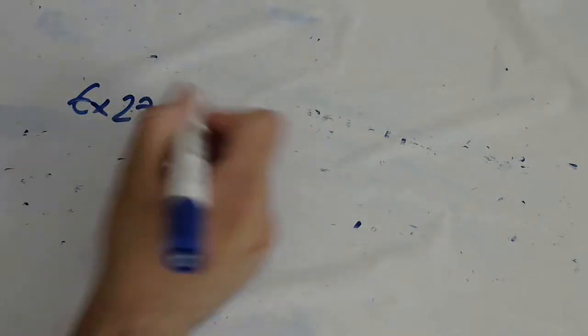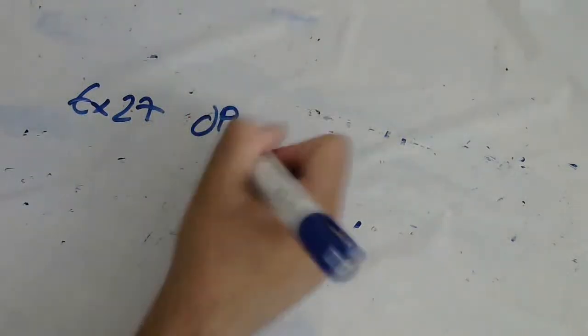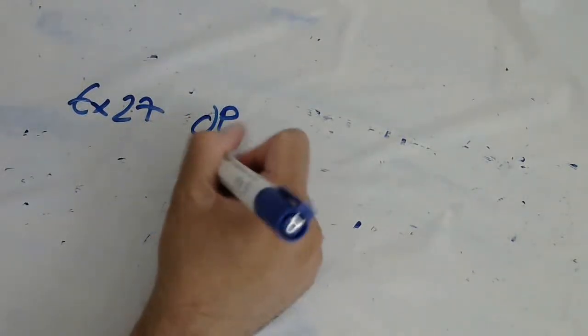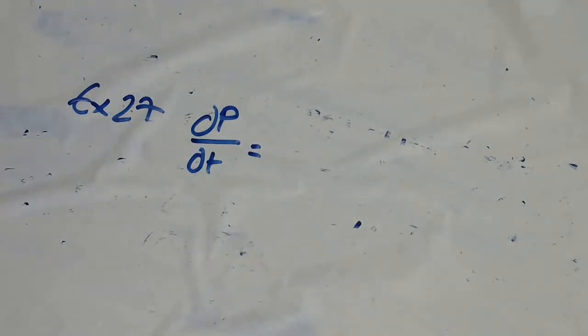Cool. Let's get rolling. Example 27 on page 326. It tells you the rate of increase of the population of microorganisms at time t. This is a really classic example of why differential equations are super important, because this is not really a maths question. This is a biology question.